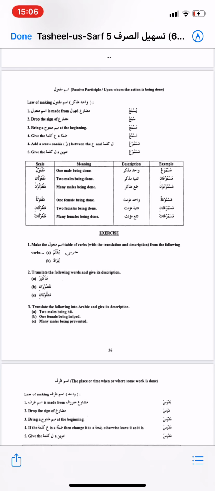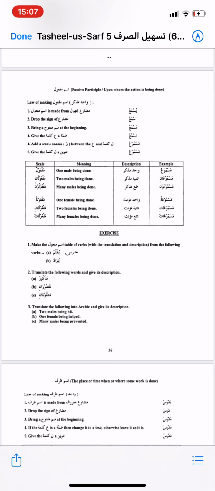For example, I say daraba Zaydun Amran. Zayd hit Amr. Here Amr is the maf'ul bihi, the maf'ul upon which the action takes place. So Zayd hit Amr. The action of hitting took place on Amr, so Amr is the maf'ul. Here in this sentence we read Daraba Zaydun Amran. Amr is mansoob because it's maf'ul, the maf'ul bihi.